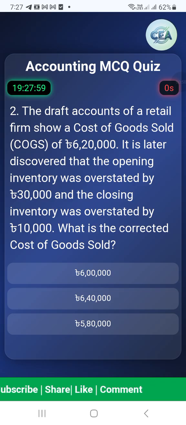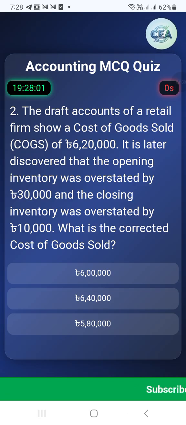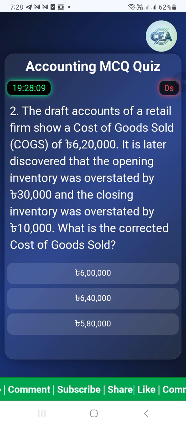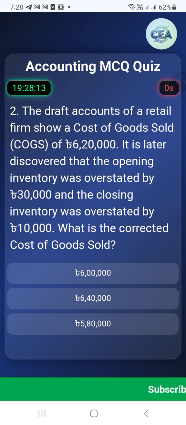2. The draft accounts of a retail firm show a cost of goods sold (COGS) of 620,000 takas. It is later discovered that the opening inventory was overstated by 30,000 takas and the closing inventory was overstated by 10,000 takas. What is the corrected cost of goods sold?